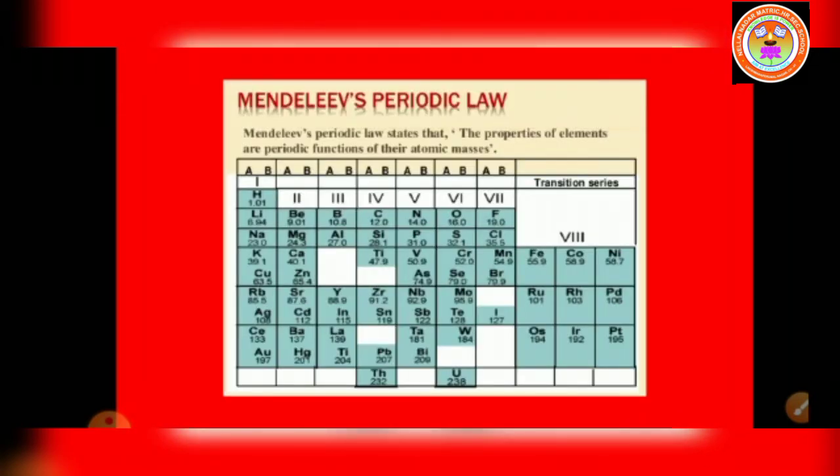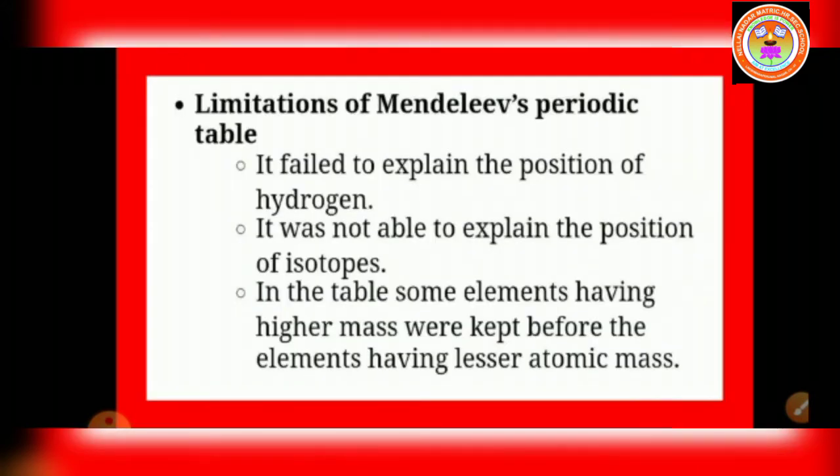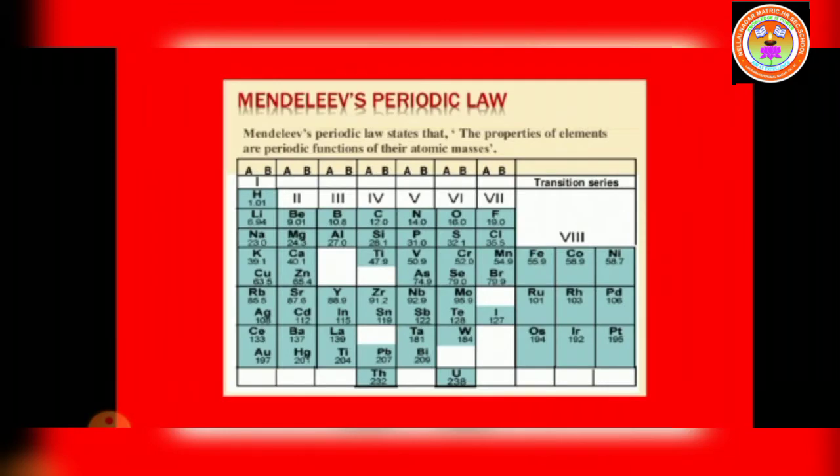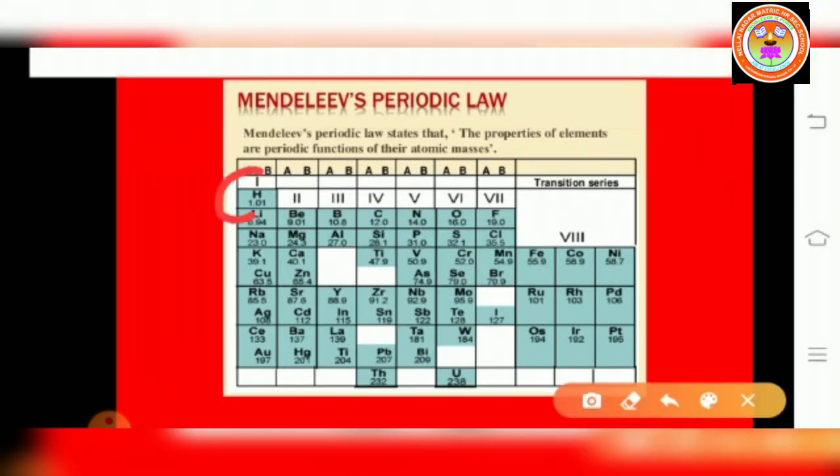Children, next let us know about the limitations of Mendeleev's periodic table. It failed to explain the position of hydrogen. Non-metallic hydrogen was placed along with metals like lithium, sodium, and potassium. No place for isotopes in the periodic table.